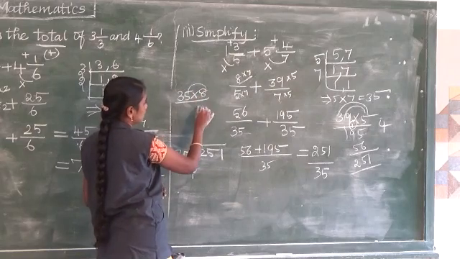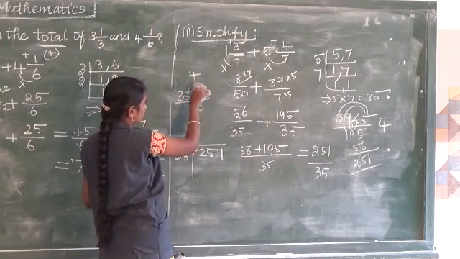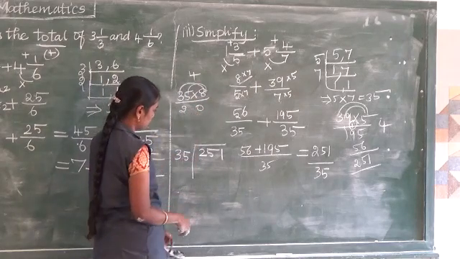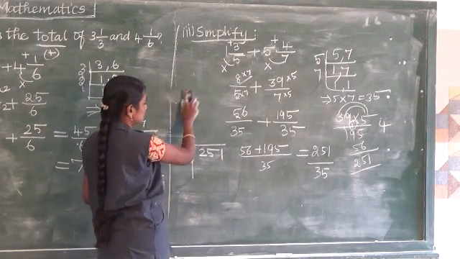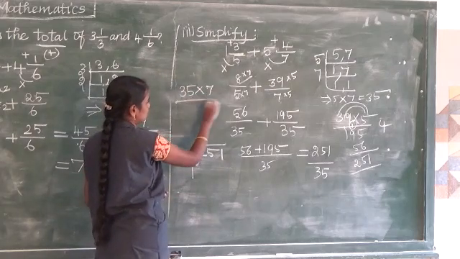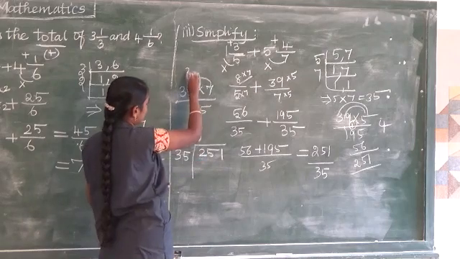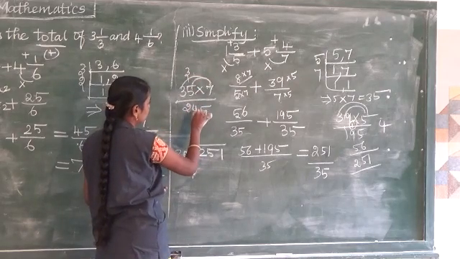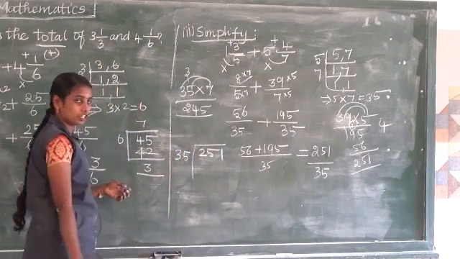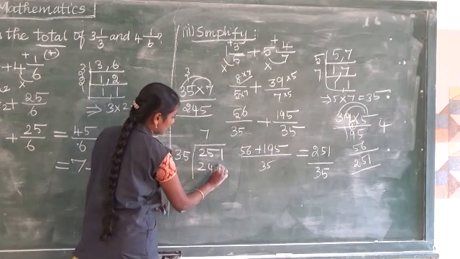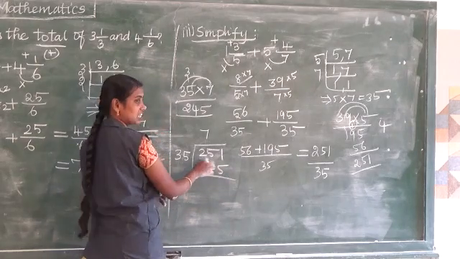8 times 40. 8 3s are 24, 28 it's coming, so it's no chance. 7 times we'll try. 35 into 7. 7 5s are 35. 7 3s are 21. 21 plus 3, 24. 245. 7 times means 245. It is near to 251. Near to the number.